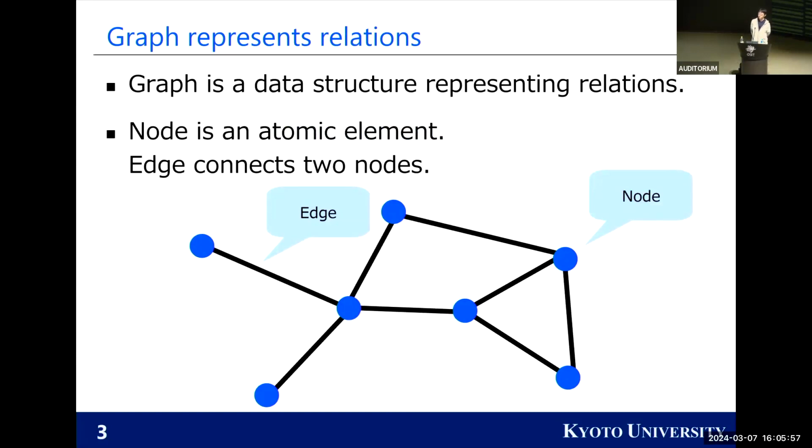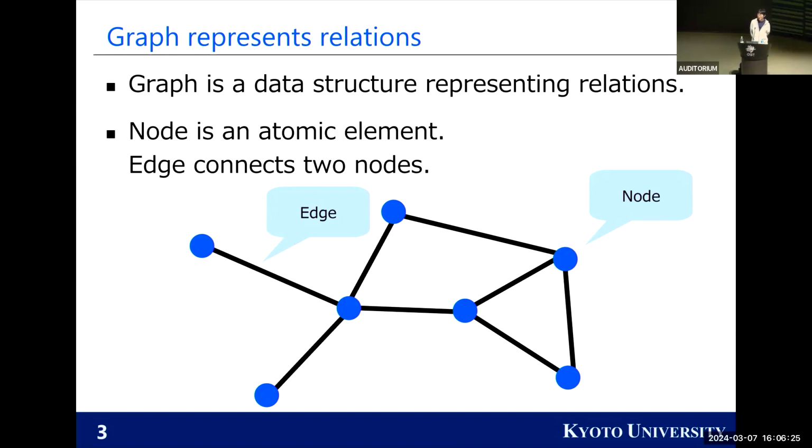Graph is a data structure representing relations. And there are two components in graphs. The first one is node, which is an atomic element of the graph. And the second component is edge, which connects two nodes and represent relations. This figure shows an example of a graph which have 7 nodes and 8 edges. As this figure shows, an edge connects exactly 2 nodes and shows relations between nodes.